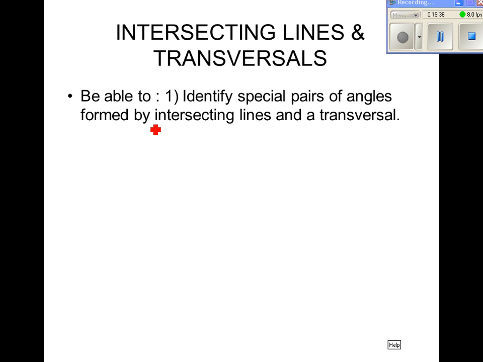Yes. Real quickly, what we're going to cover today. Be able to identify special pairs of angles formed by intersecting lines and a transversal. And I'll explain to you what a transversal is. Hopefully you know already what intersecting lines are. Oh, I shouldn't even put intersecting on there. I should make this coplanar lines.